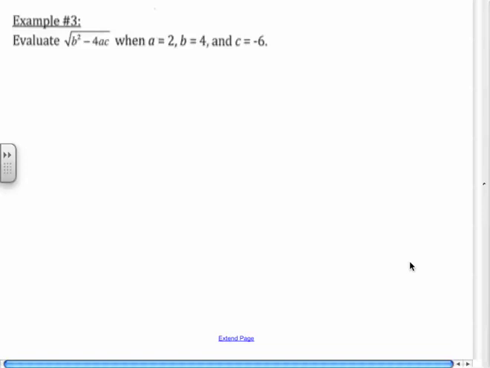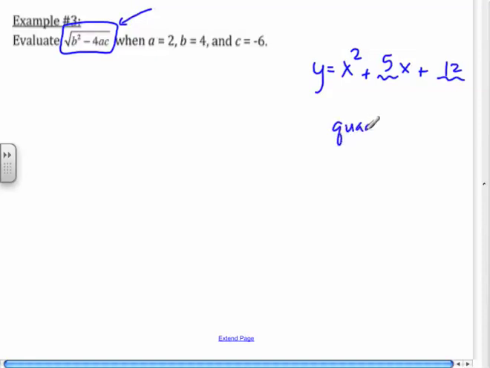But this thing right here is important because when we're solving quadratics, that means something like y equals x squared plus something x plus a number. Let's just say 5x plus 12 or whatever. I don't care. All right. When we're solving that, this thing is part of the formula that we use to find out what x can equal. Okay. Now, that formula is called the quadratic formula.